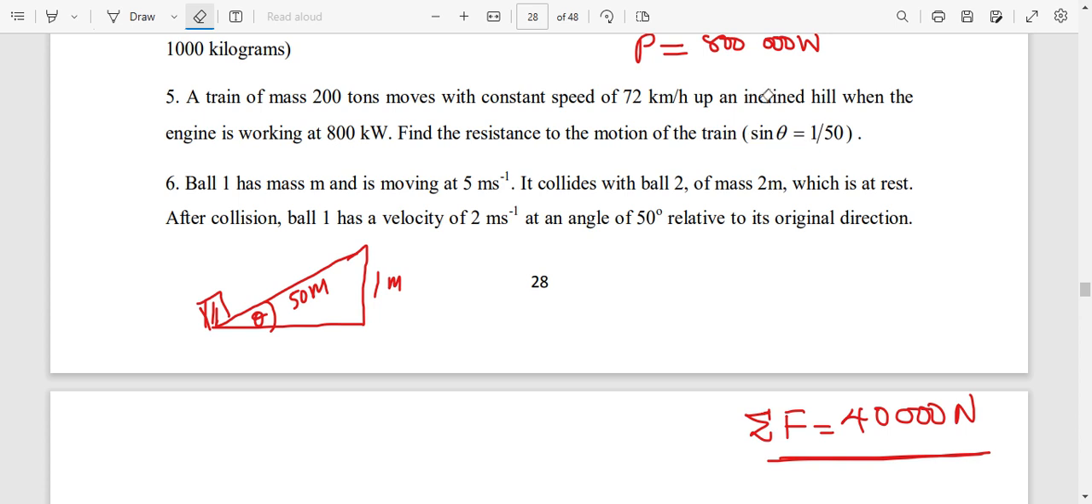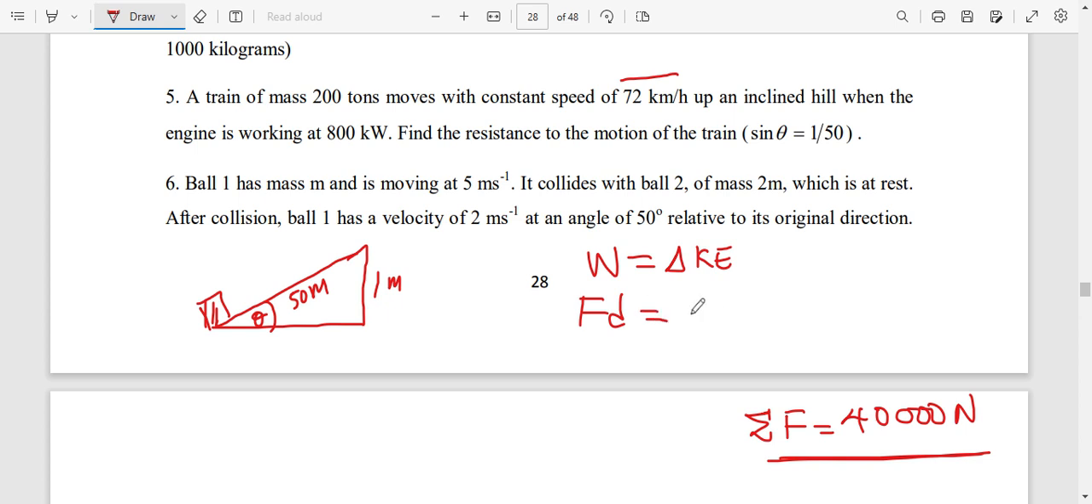So another thing that we could have used for this one to find the resistance, we could have used the work energy theorem. Work is equal to change in kinetic energy. Now, because we know that there is no change in kinetic energy because we have got a constant speed. Okay, if we have got constant speed, it means there is no change in kinetic energy. So work is going to be given as just force multiplied by distance, and that is going to be equal to change in kinetic energy, which is equal to 0.